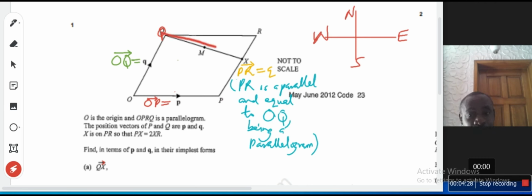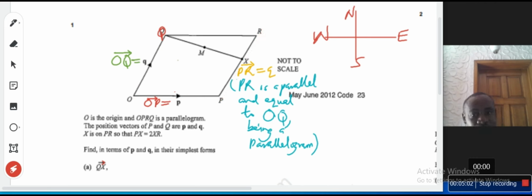I'm moving from Q to X, but there's no road there. But I know some paths that are given that I can follow. I can follow Q to O. From O, I move from O to P. From P, I move from P to X. And I get to X. Okay. We have a little challenge. The challenge is we are given O to Q. We are given O to P. But we don't have P to X or even P to R.